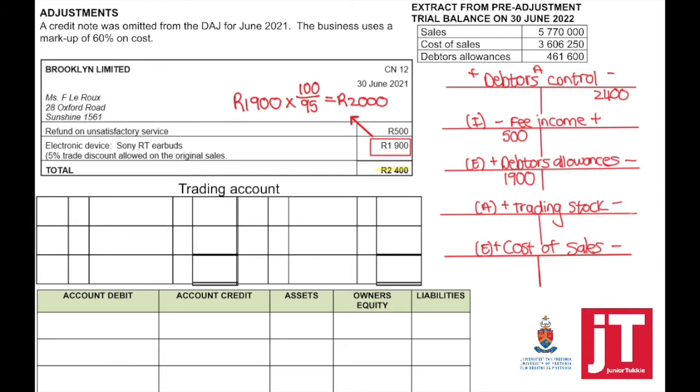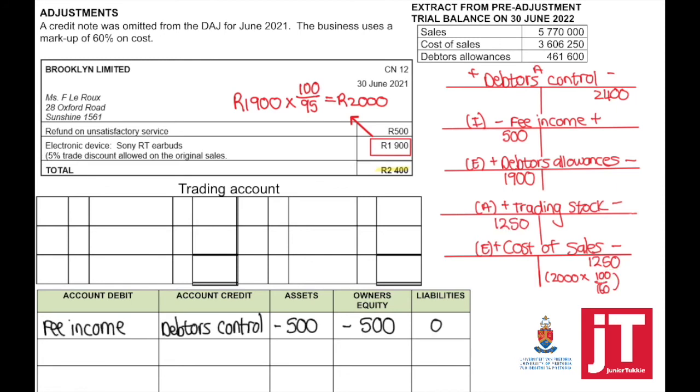There's nothing wrong if you would have said 1,900 times 5 divided by 95 if you wanted to know what was the trade discount amount, but then you need to add it to the 1,900 and it will provide you with exactly the same answer. Now we can calculate the cost by taking the selling price times 100 divided by 160, which means cost of sales is going to be credited, account debited, trading stock.